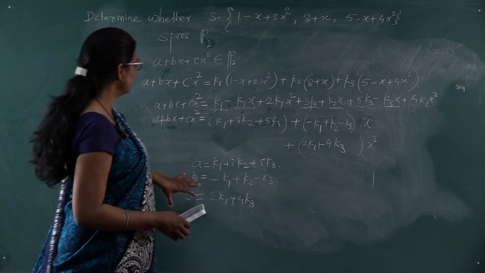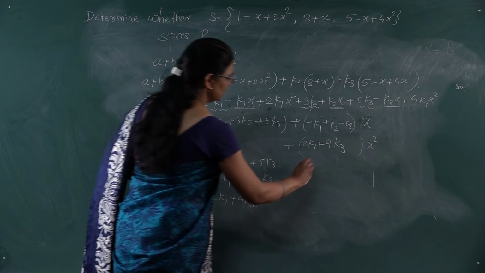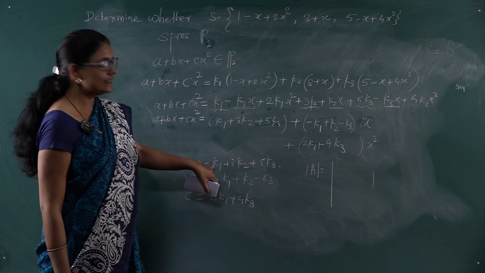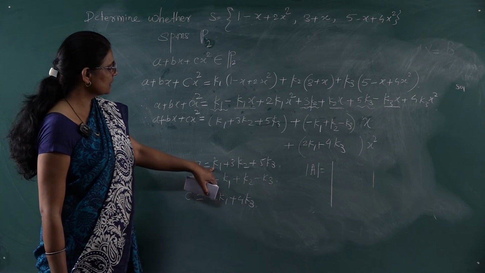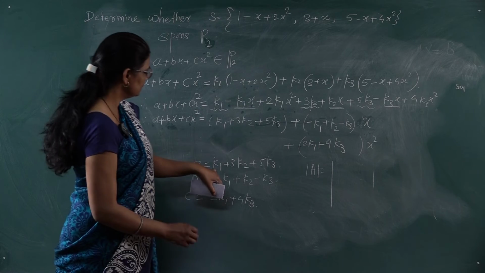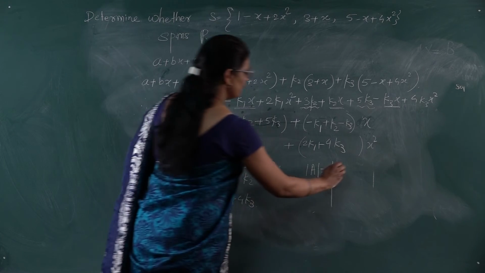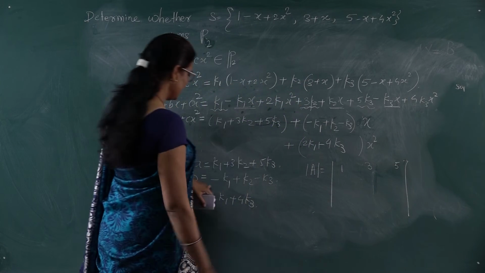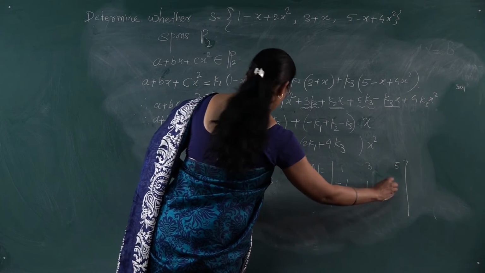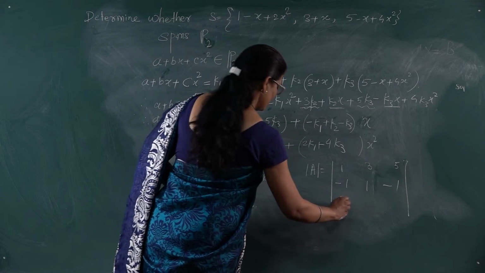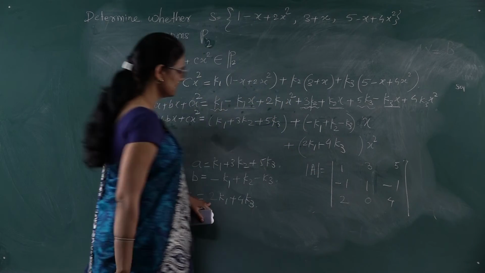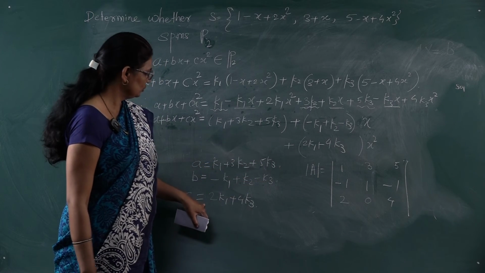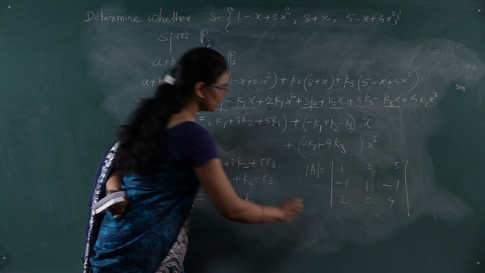So for that we find the determinant of the coefficient matrix. So here always remember the unknowns are these scalars k1, k2, k3. So we write the matrix of coefficients of this system, which is 1, 3 and 5. Next one is minus 1, 1, minus 1. Next one is 2, 0, 4. Just write all these things carefully. 1, 3, 5, minus 1, 1, minus 1, 2, 0, 4. Now solve this determinant by the regular method.